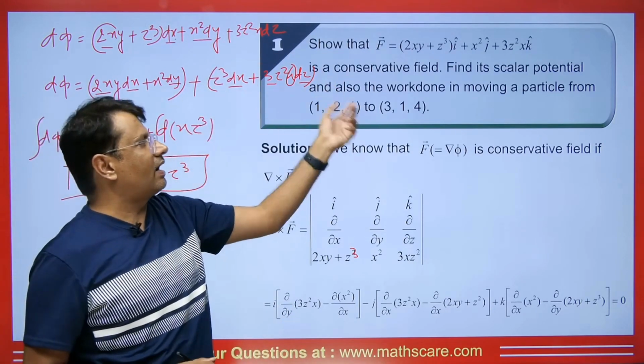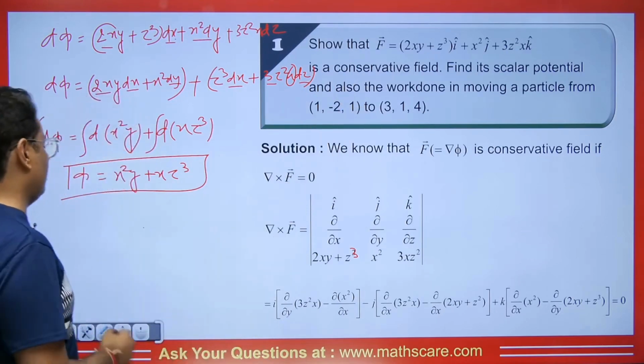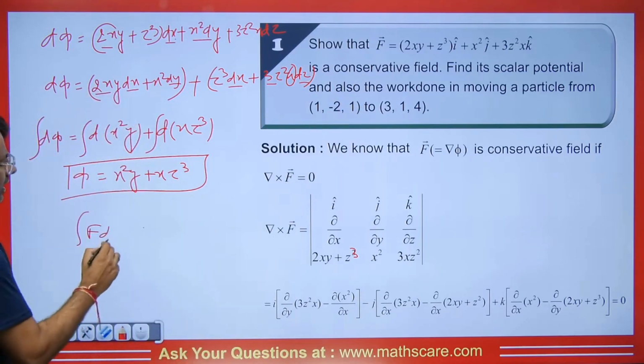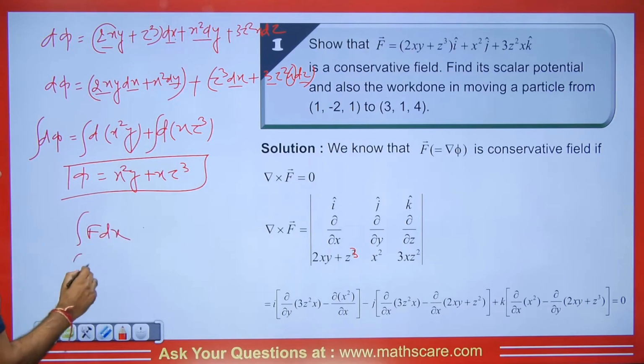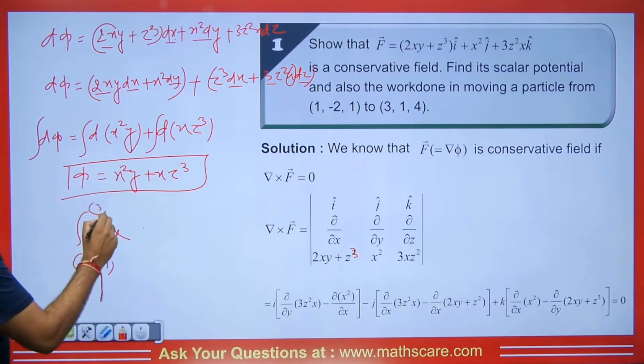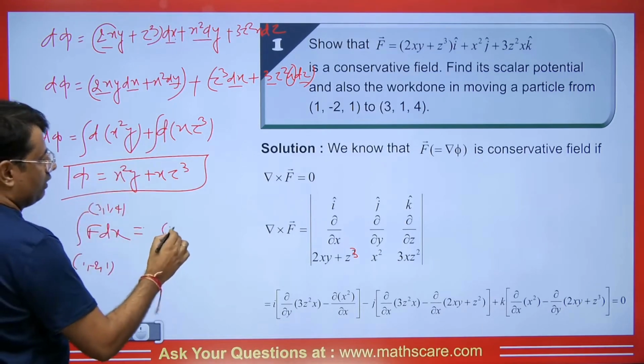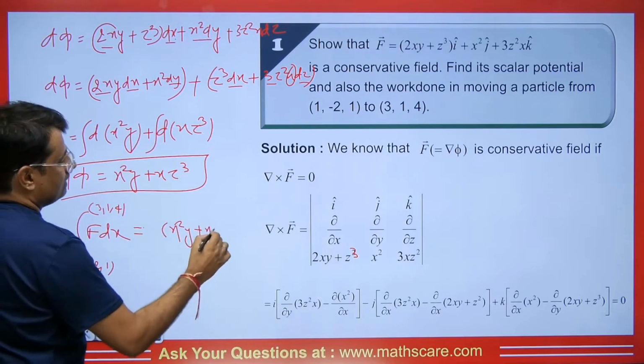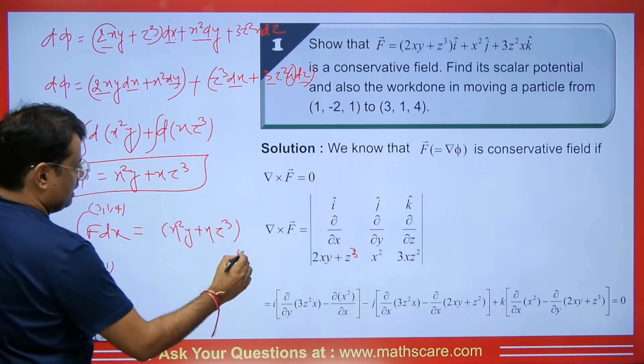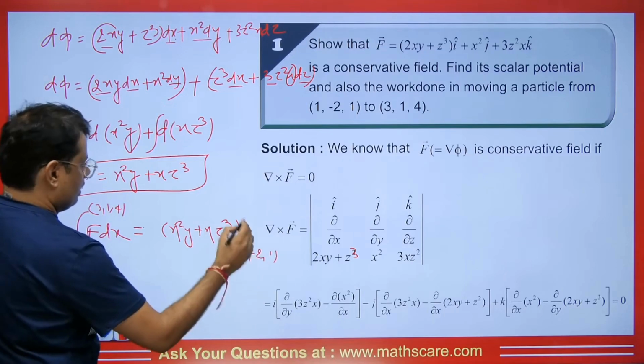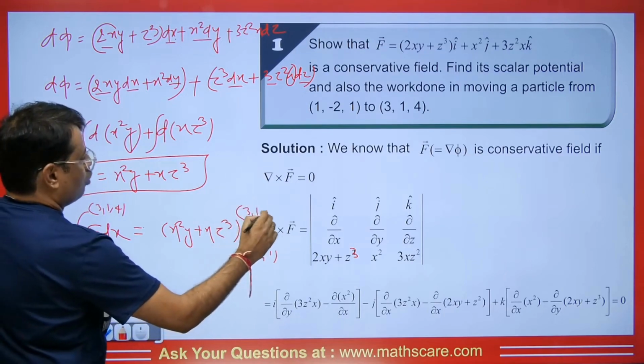What do we have to do? We have to calculate the work done, and for that we write ∫F·dr. The point given is from (1, -2, 1) to (3, 1, 4). So here it will be phi. Put the value of phi: x²y + xz³, and the point is from (1, -2, 1) to (3, 1, 4).